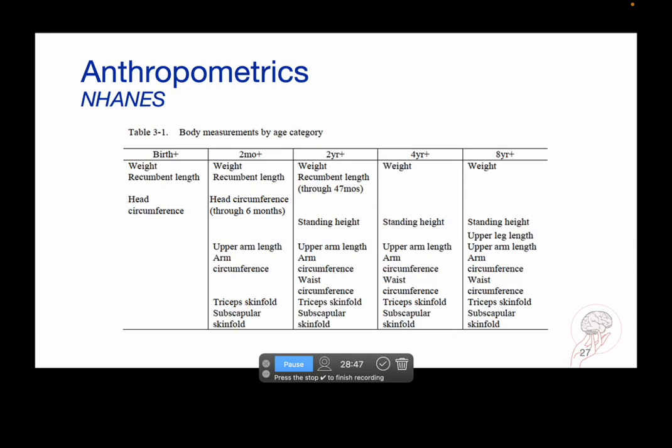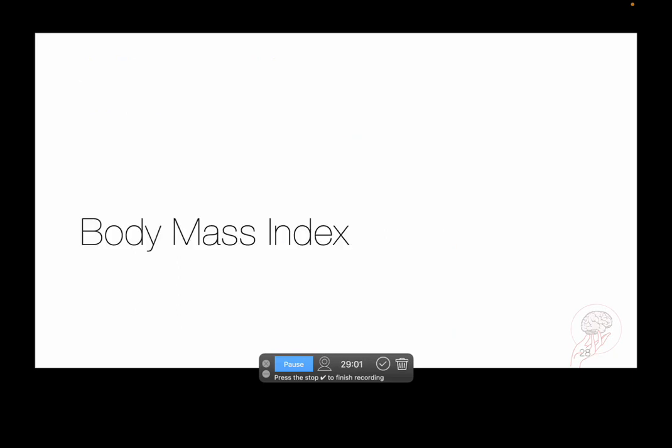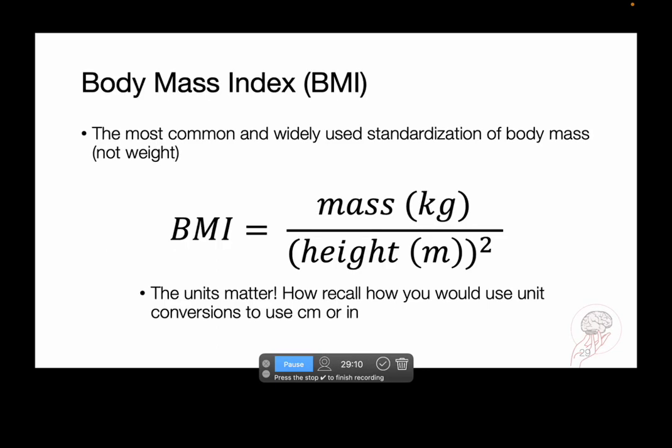So as we age, we need to use different anthropometrics. When we're very young, we use a lot of different ones. But once we get to about 8 years old, these are about the same as adult. So we use these anthropometrics and we create indices, the most famous being body mass index, or BMI. It's the most widely and commonly used standardization of body mass, not weight. Let's just highlight that.